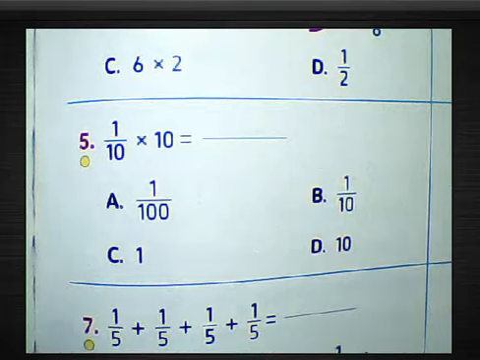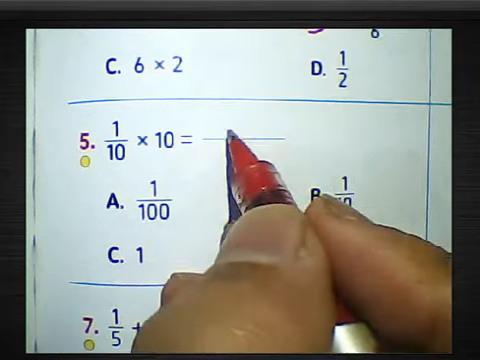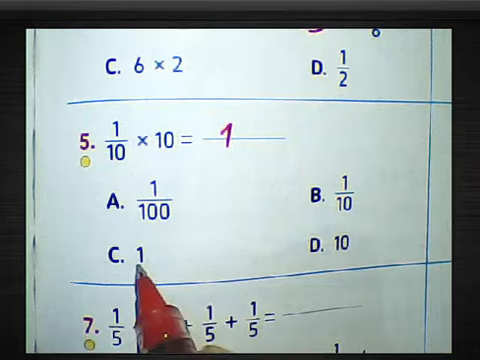1 over 10 times 10 equals what? Equals 1. The result will be 1.